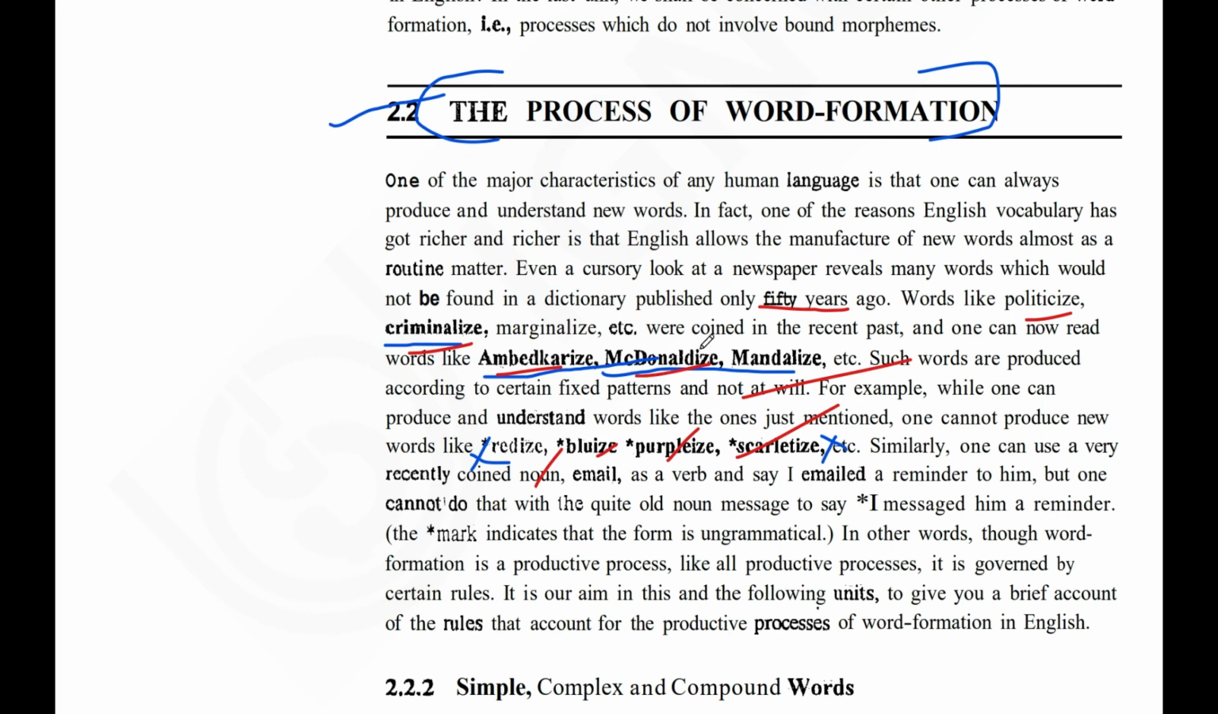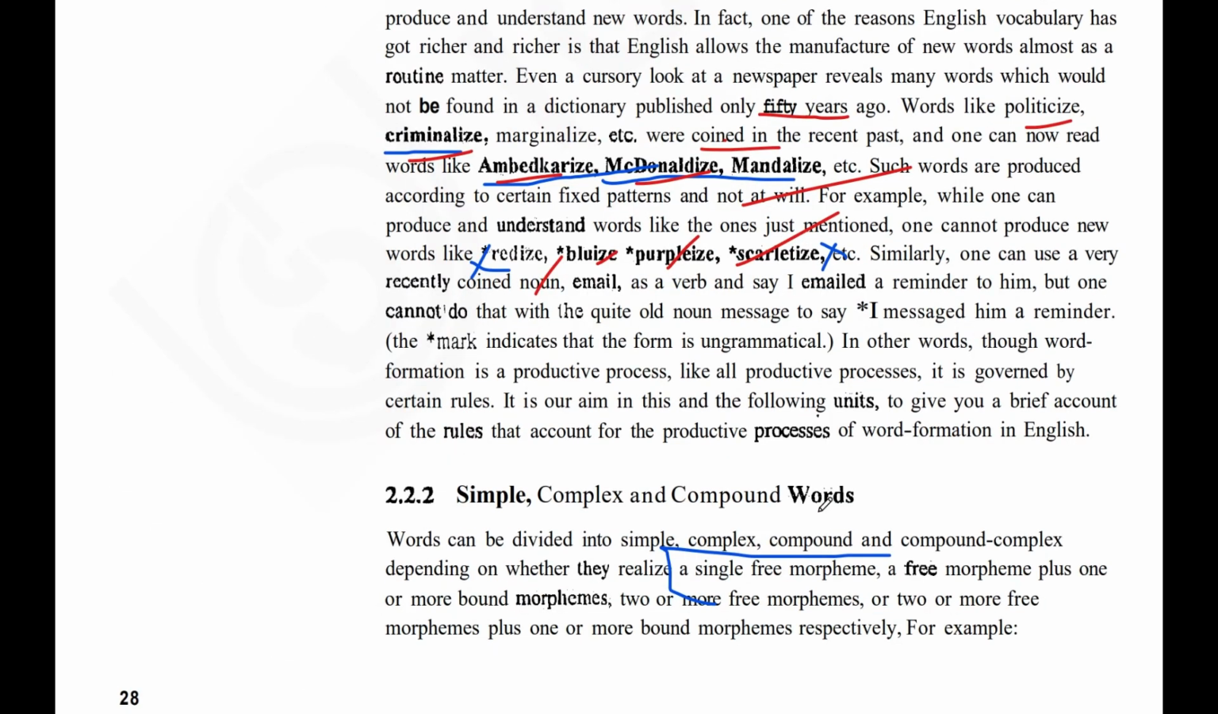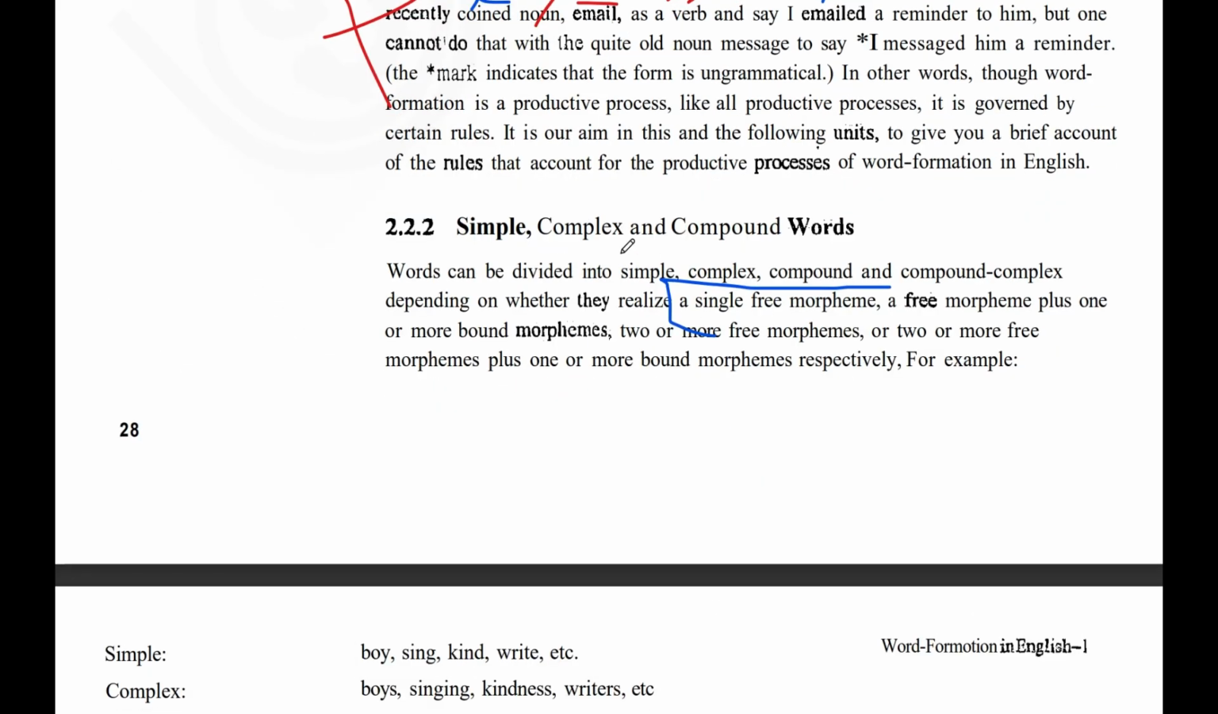These words are usually coined by journalists or writers, right? They coin these new words. So how are these words created, and what makes Ambedkarize a word and blue eyes not? I'm not even sure how to pronounce it. Purple eyes, I get maybe. So what makes this a word and this not a word? Let's understand simple, complex, and compound words.